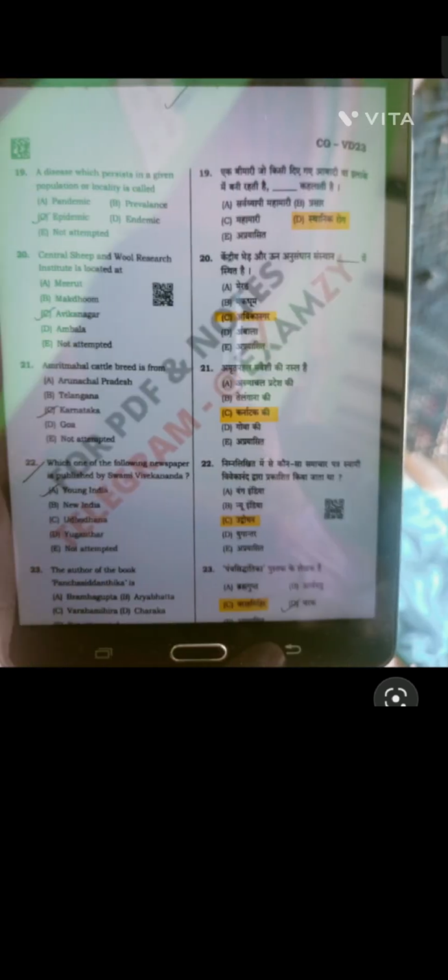What is the next question on this page? In this page, one more important question: Central Sheep and Wool Research Institute is located in Avikanagar. And the computer questions are not on this page. So let's move on to the next question.